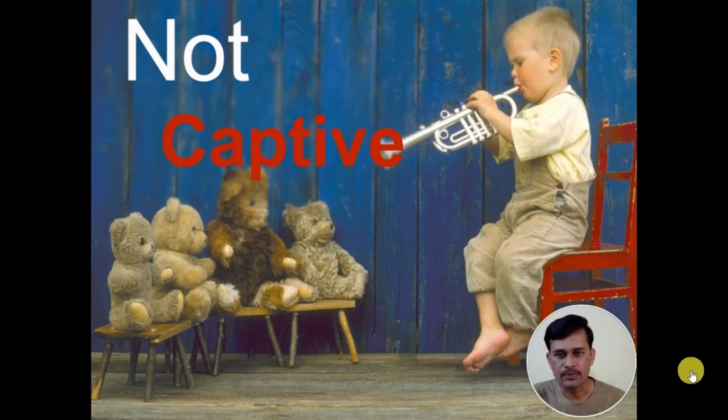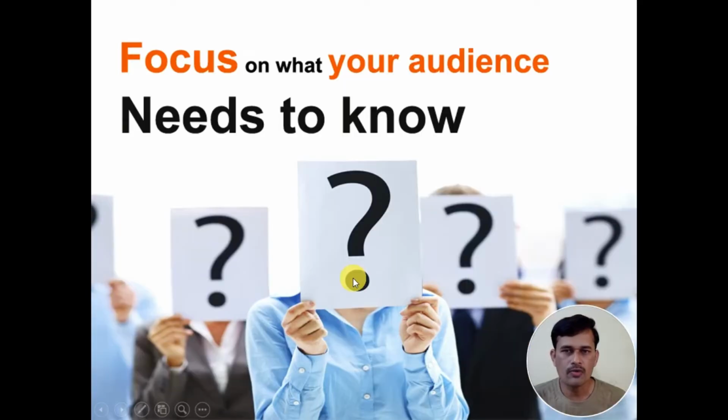This is not captive. Here captive means nothing but prisoners. That means we should not force our audience to sit and listen to our presentation, right? How do we need to give our presentation? Focus on what your audience needs to know. So you need to think from the perspective of your audience and give your presentation in that way. What they want, you need to give through your presentation.